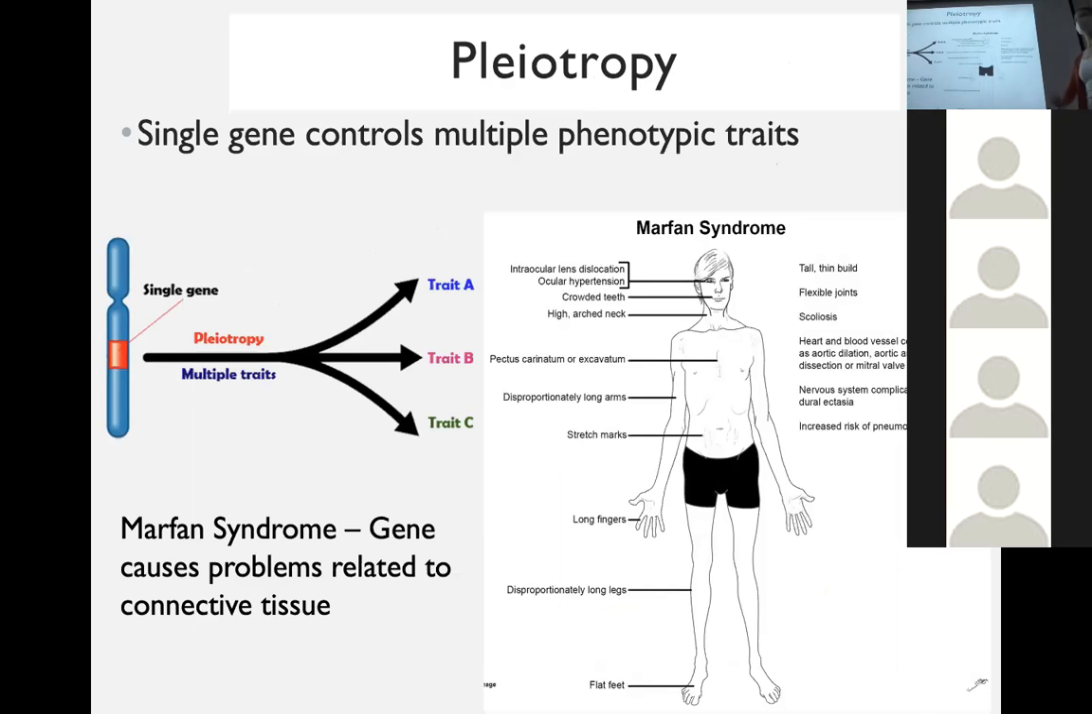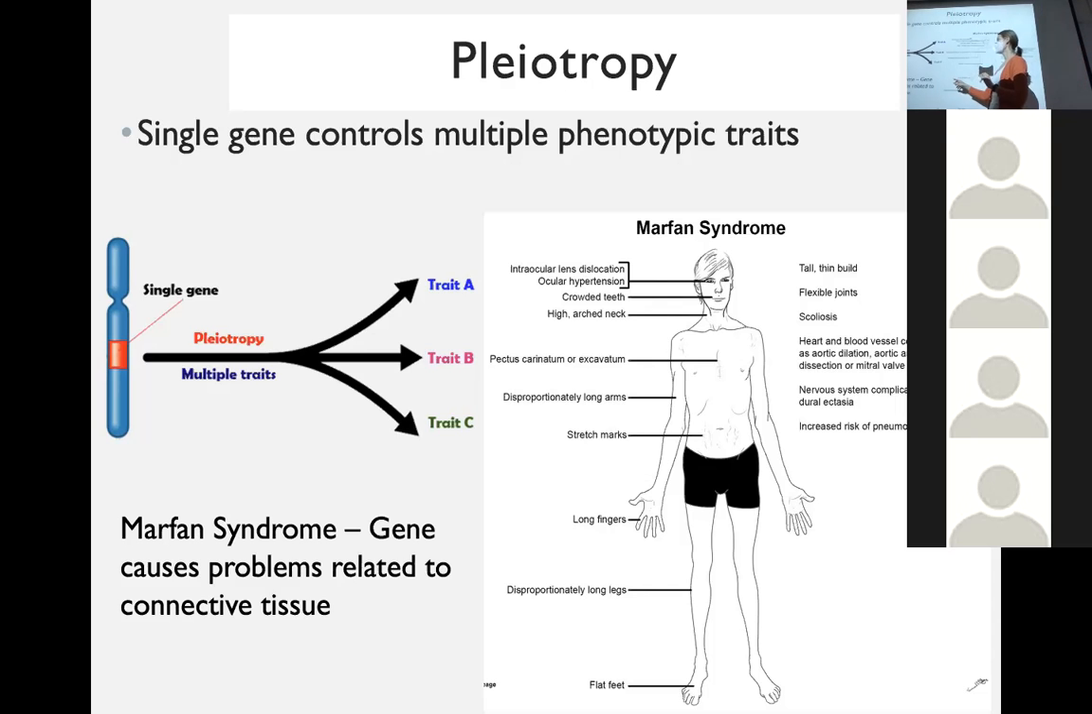Pleiotropy. Pleiotropy is sort of the flip of polygenic. So we were talking about many genes influencing one characteristic. This is where a single gene influences a lot of different characteristics. So it's just one gene, but it can have an effect across many different parts of the body. So Marfan syndrome, I don't know if anyone's heard of this. It's not all that common, but it essentially makes people really tall and lanky. And that's not to say everyone who's tall and lanky has Marfan syndrome.